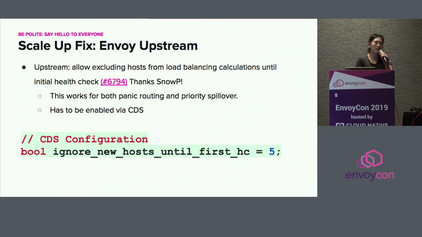So working with the open source community was really great. They acknowledged this and fixed this. Snow created a PR to exclude new hosts from the load balancing calculations for panic routing. This worked both for panic routing and priority spillover. Basically you have to enable it in your CDS file, but this has solved that problem. So now if you have this configuration enabled, it won't include new hosts in the panic routing calculation.